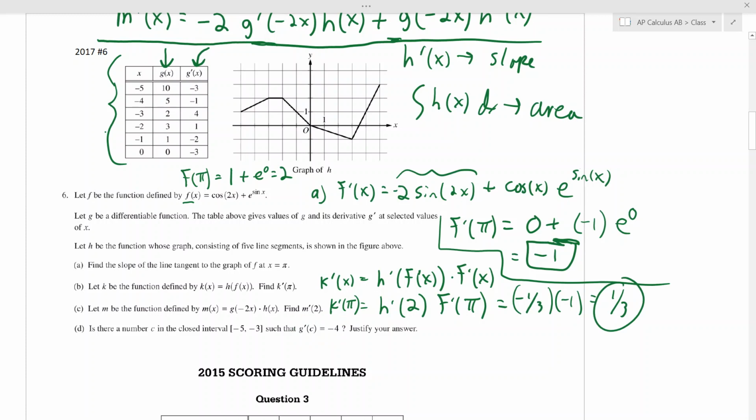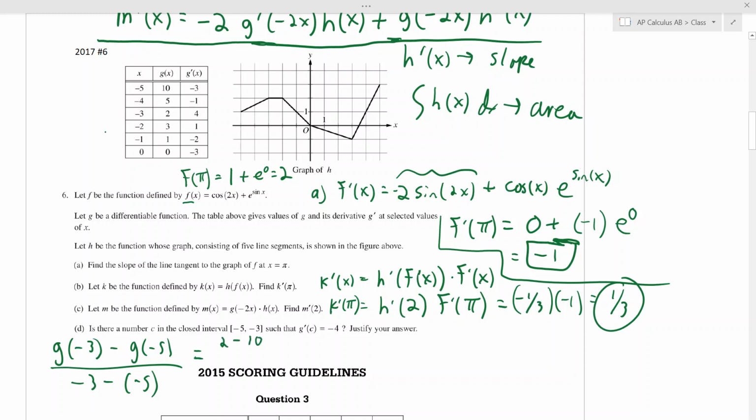negative 4. So if we look from negative 5 to negative 3, if we find the AROC of G, that would be G of negative 3 minus G of negative 5, over negative 3 minus negative 5, which happens to equal, G of negative 3 is 2, minus G of negative 5 is 10, right from the table. And negative 3 minus negative 5 is 2. Well, that's negative 8 over 2, which happens to be negative 4. So now we've got to write this out still, but because the average rate of change of G is negative 4 on that interval, the derivative G prime must equal negative 4 somewhere by mean value theorem. That's the basic gist of this.